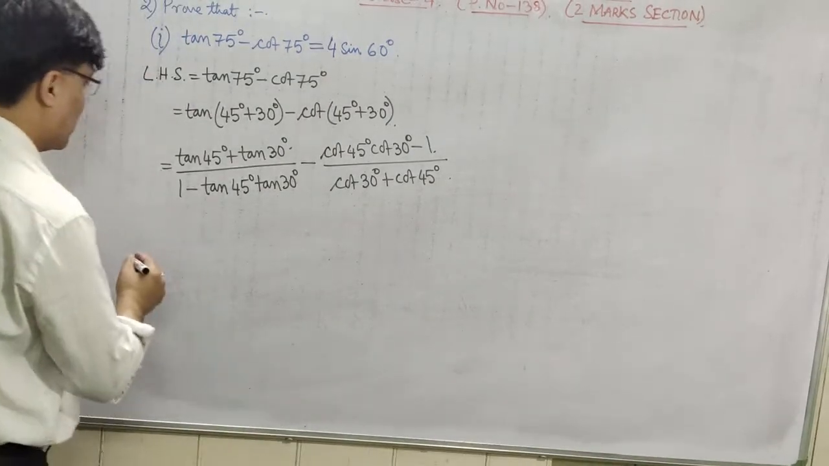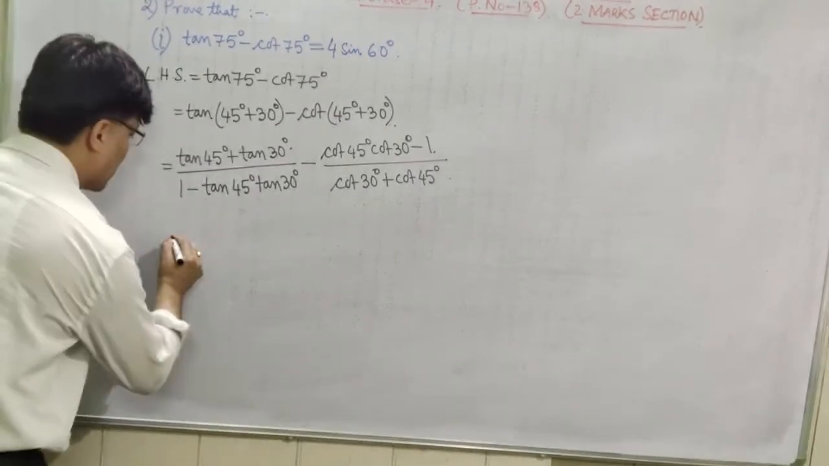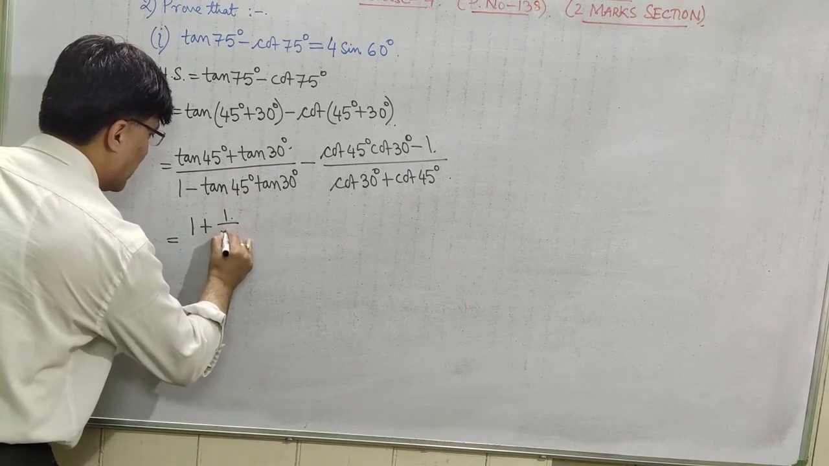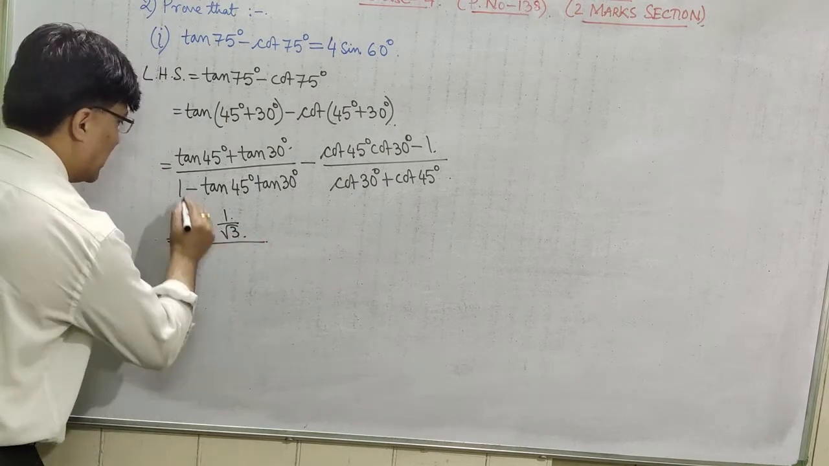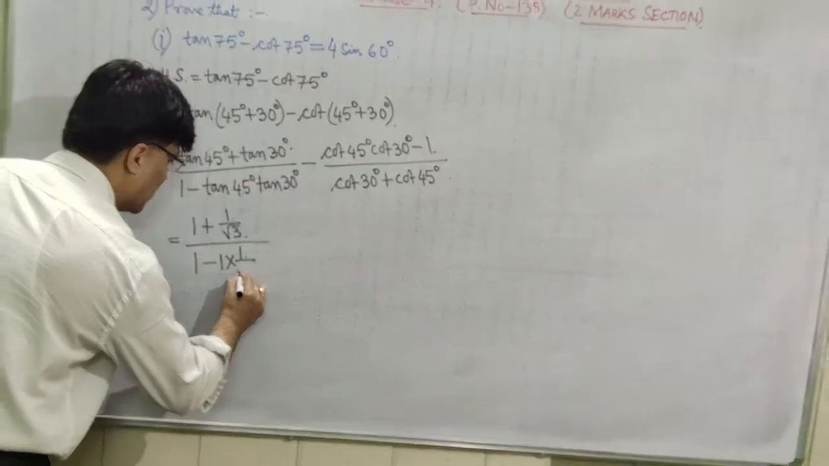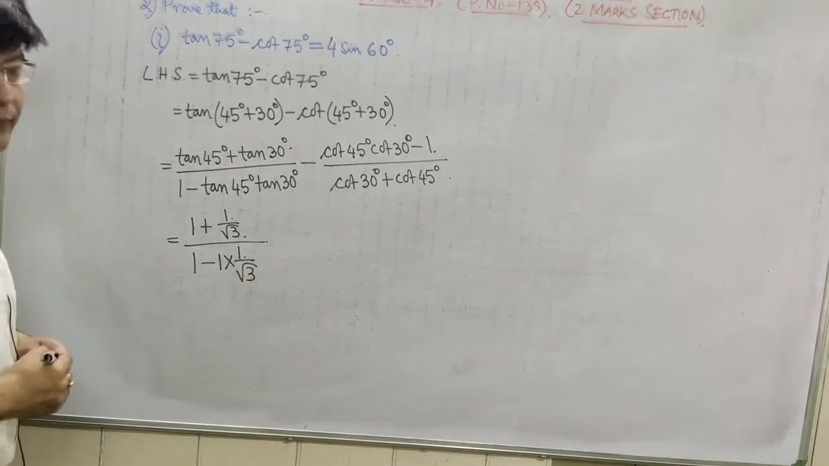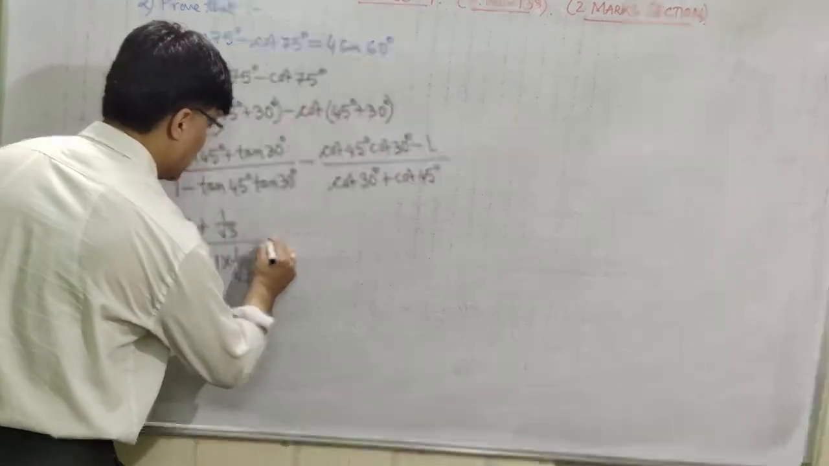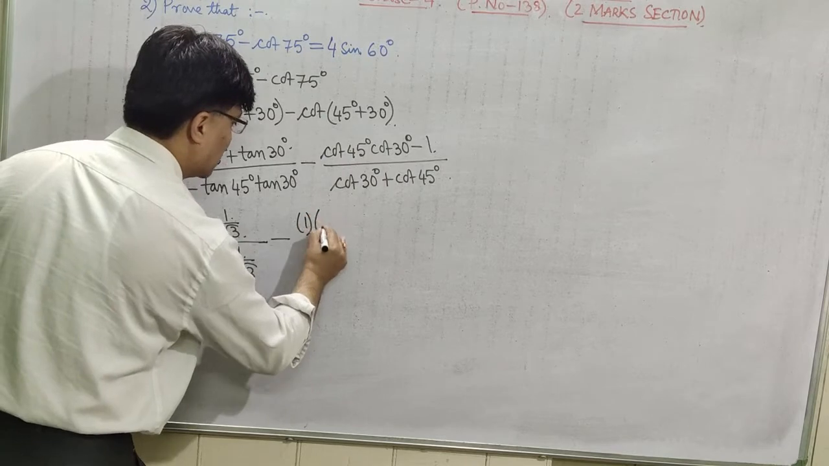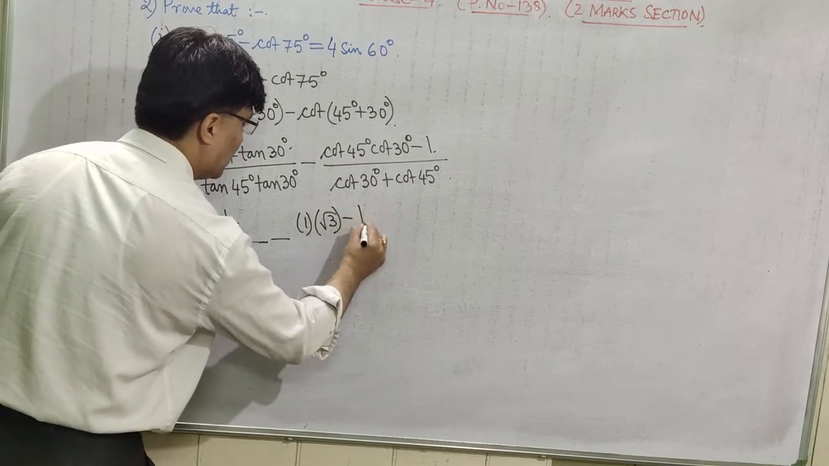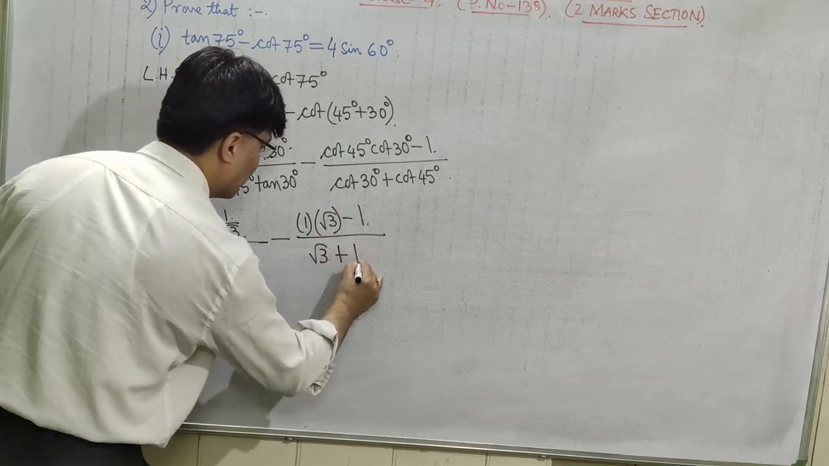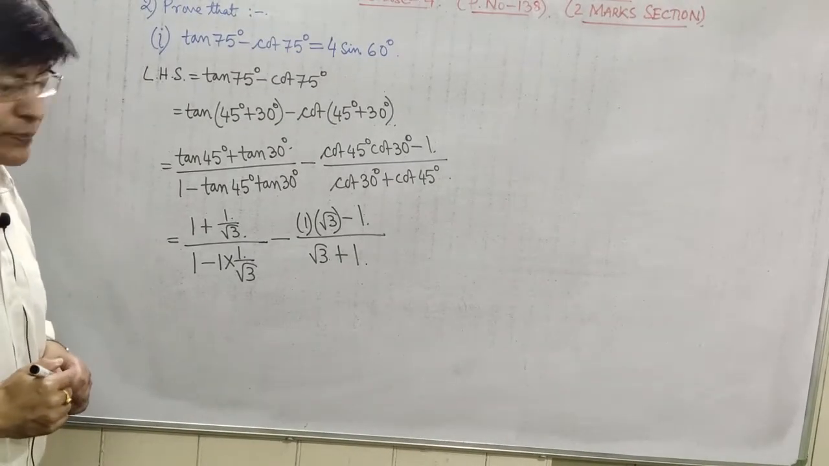So now let us use the standard values. So what is tan 45? 1, plus what is tan 30 degree? 1 upon root 3, divided by 1 minus tan 45, which is 1, into tan 30 degree, which is 1 by root 3. Is that clear? Next, minus sign is there. Cot 45 is 1 and what is cot 30 degree? It is root 3. So minus 1 divided by cot 30 degree, root 3, plus cot 45 degree, which is always 1.